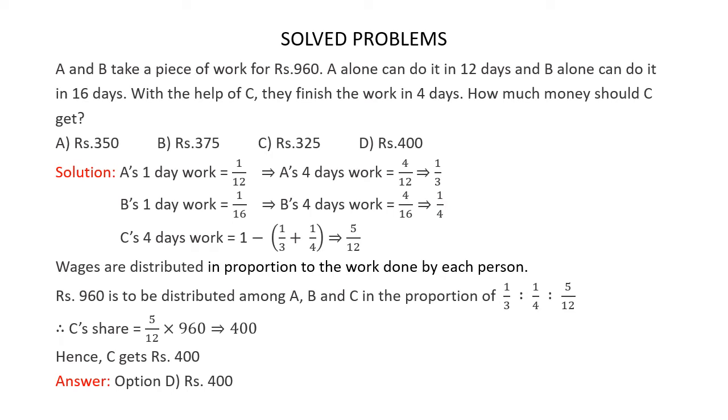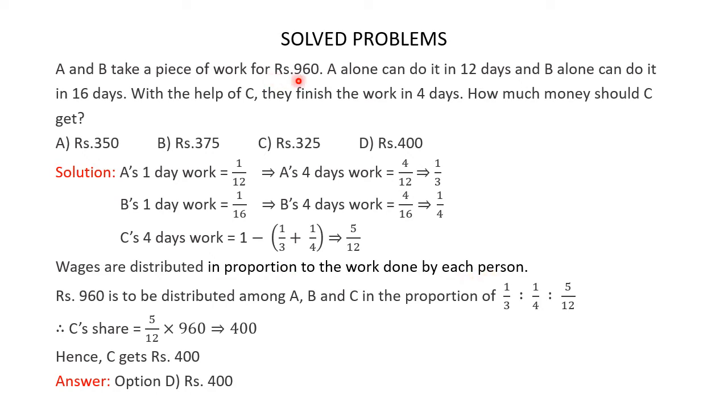Now the remaining work has been done by C in those 4 days. So C's 4 days work is equal to 1 minus (1 by 3 plus 1 by 4). On solving this, we get C's 4 days work as 5 by 12. So now we know that A's 4 days work is 1 by 3, B's 4 days work is 1 by 4 and C's 4 days work is 5 by 12. Now wages are distributed in proportion to the work done by each person.